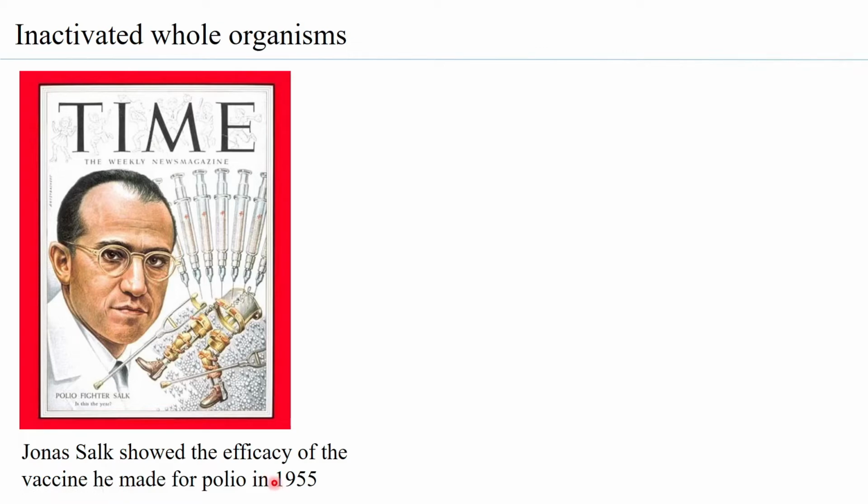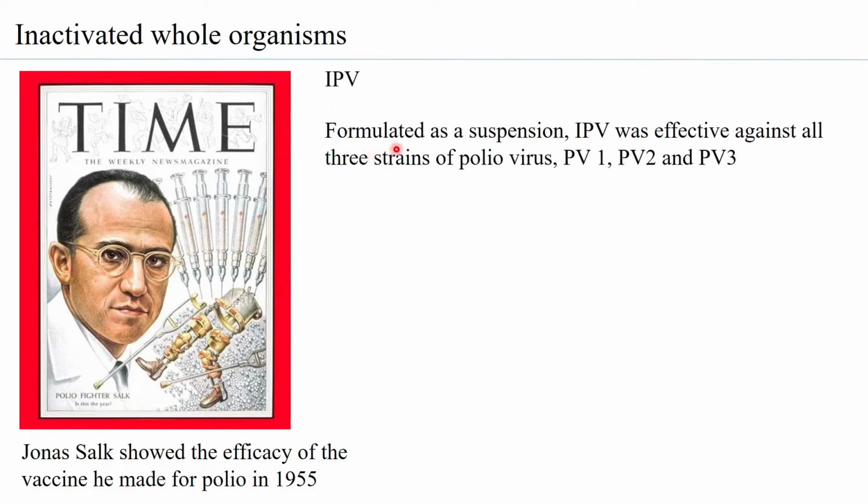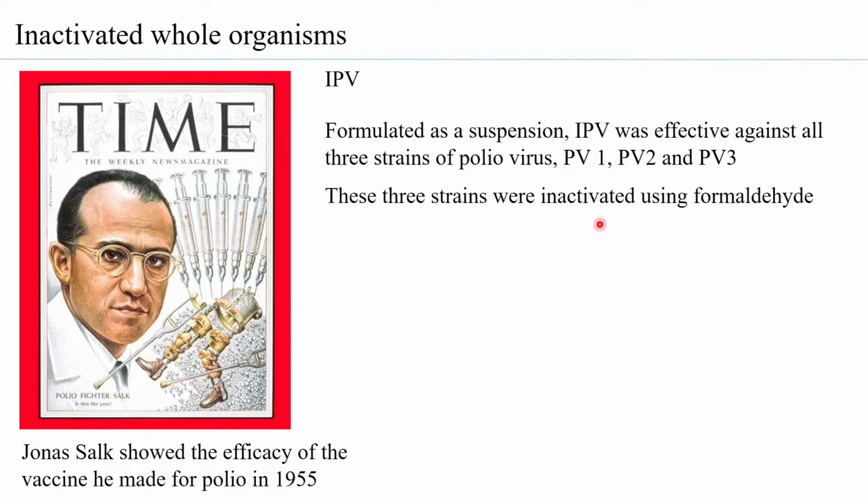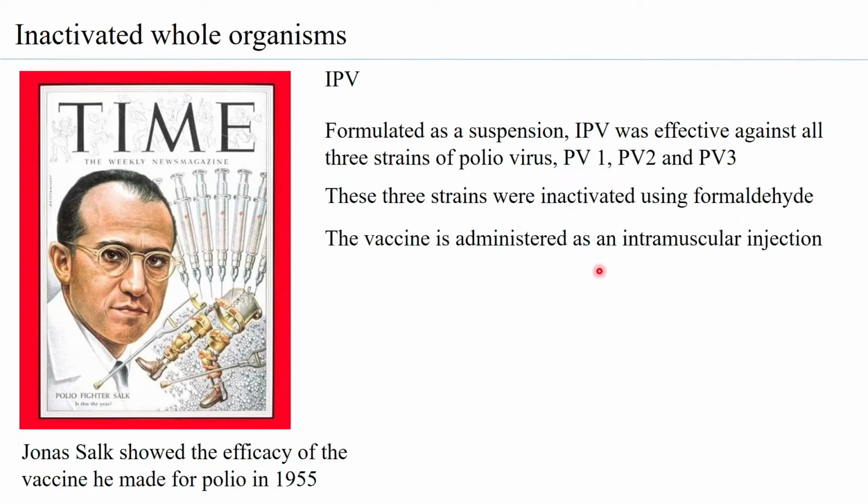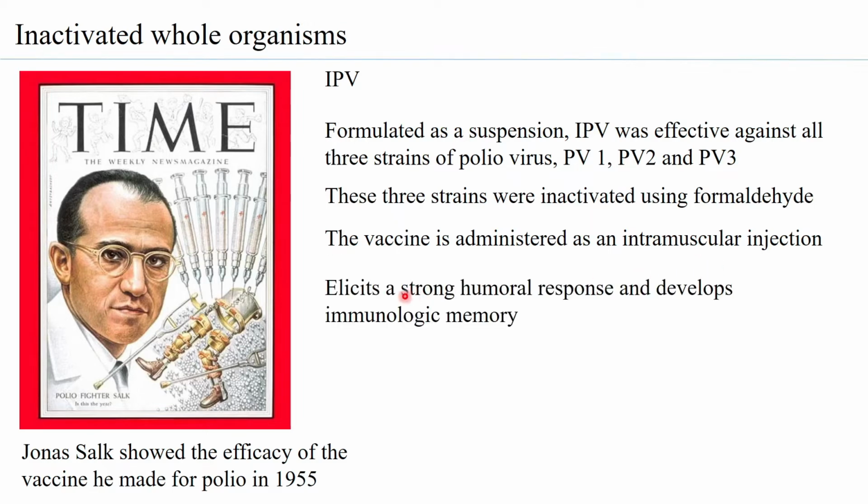And what he used is, of course, inactivated poliovirus. So his formulation comprised a suspension of three poliovirus strains, that is PV1, PV2, and PV3. And it was found that the IPV, that is the inactivated polio vaccine, was therefore effective against all the three strains of poliovirus. So you can understand that with one vaccine you are taking care of three strains of the poliovirus. All these three strains were inactivated using formaldehyde, and the vaccine was administered as an intramuscular injection. So it was observed that it could elicit a very strong humoral response and could also develop an immunologic memory.